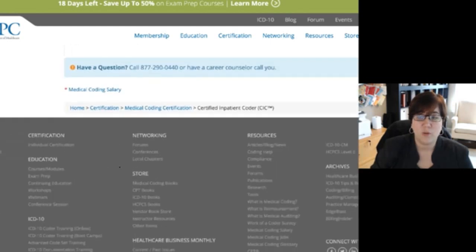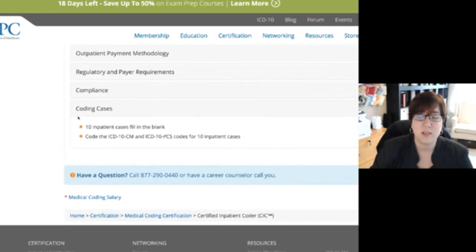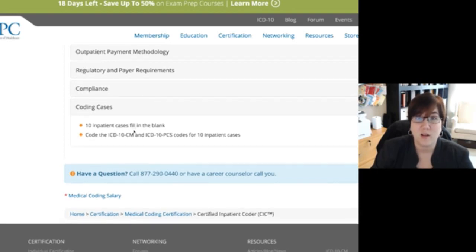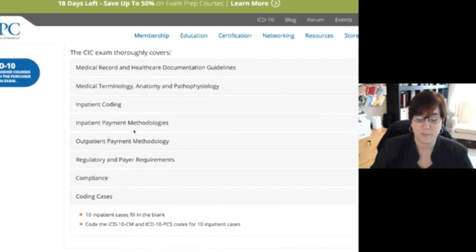The thing I want to show for sure down here at the bottom are these coding cases. They are 10 fill in the blank. Remember, we said an average of 110 codes total across those 10. And you have to assign both the ICD-10-CM codes and the ICD-10-PCS codes. So you have to understand PCS. If you've never looked at PCS, don't go in there thinking you're just going to pick it up like this. There's a learning curve to PCS. Once you understand the concepts behind it, it becomes a lot easier to pick up, and most people really like it, but there is definitely a learning curve with that.